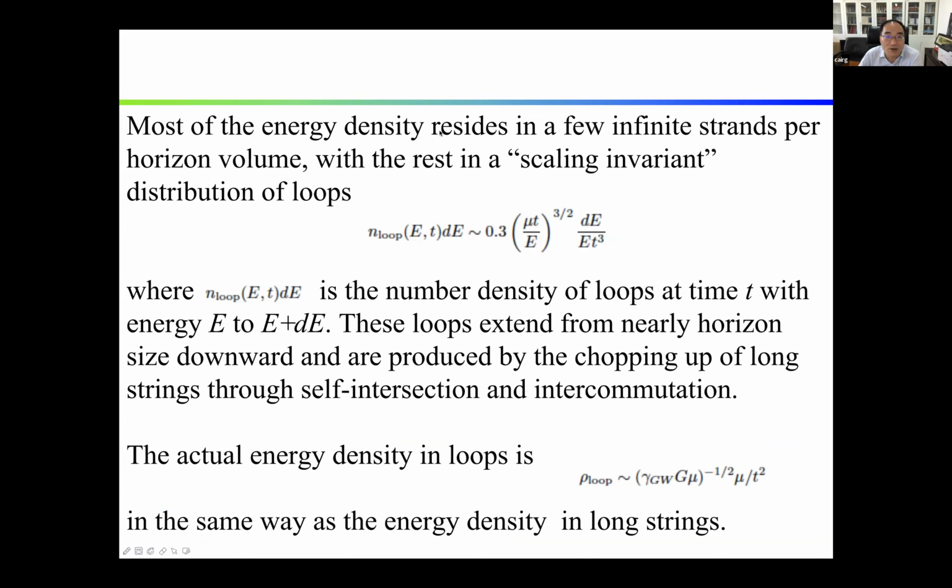Most of the energy density resides in a few infinite strings per horizon volume, while the rest is in a scaling invariant distribution of loops. You have something like this. Here, this quantity is the number density of the loops at time t, with energy E to E plus dE. These loops extend from near the horizon size downwards and are produced by the chopping of long strings through self-intersection and intercommutations. The actual energy density in loops behaves like 1/t² and is proportional to the tension, in the same way as the energy density in long strings.